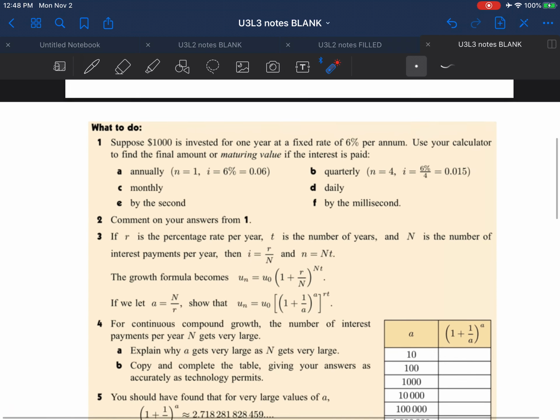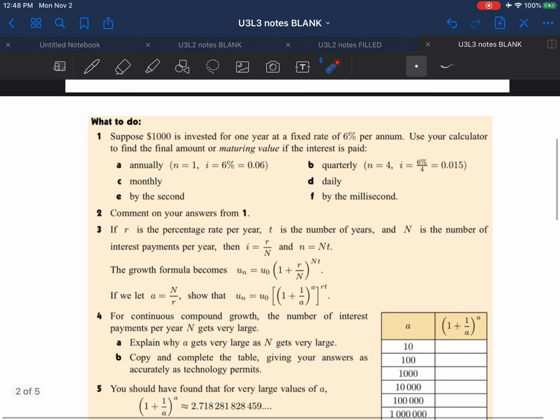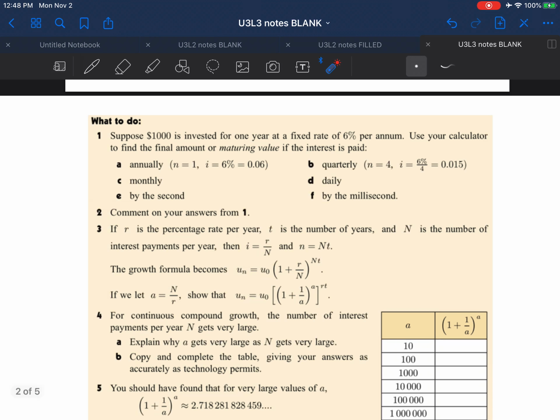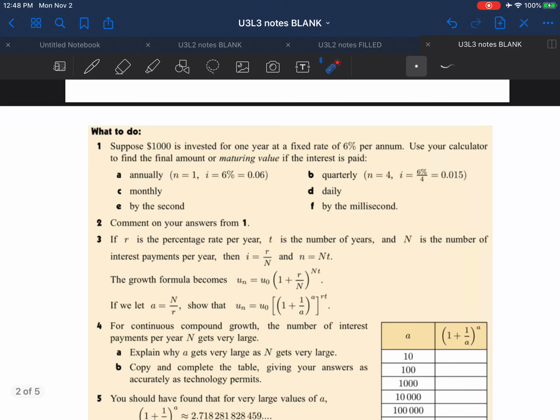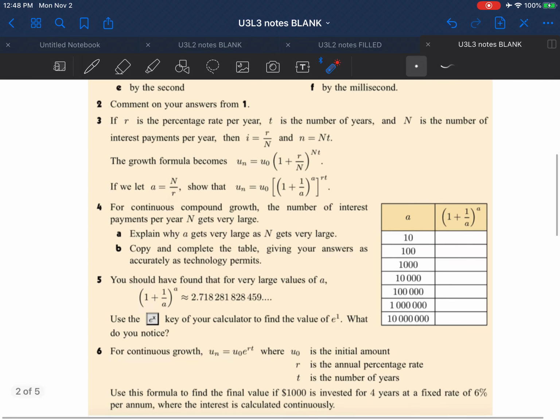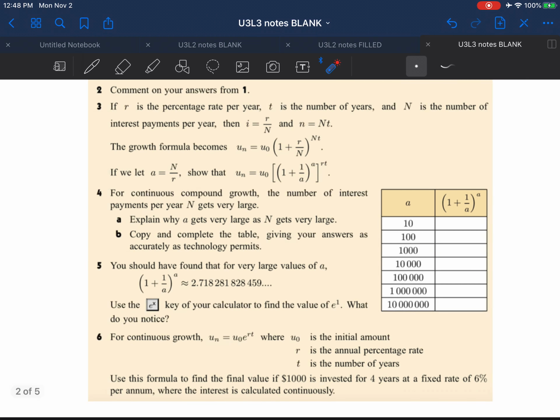All right, page 1 done. Now, as you can see, these are some more IB type questions. They're out of the textbook, I believe. And so we will go through these together. If you don't want to go through this part, you can skip ahead to page 3.